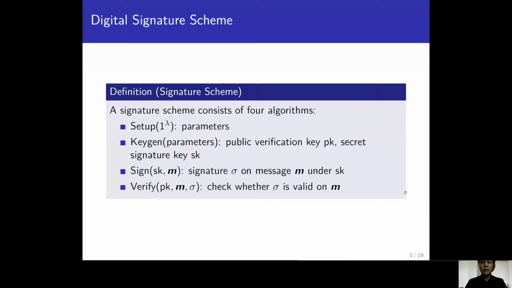So what is a signature scheme? Basically, a signature scheme is an algorithm that consists of 4 sub-algorithms. The first one is the setup algorithm, to set up the parameters. The KeyGen algorithm generates the public verification key and also the secret signature key. The next is the sign algorithm: the signer has a message M and signs it under the secret key. And finally, the verification algorithm checks whether sigma, the signature, is a valid signature on the message M or not.